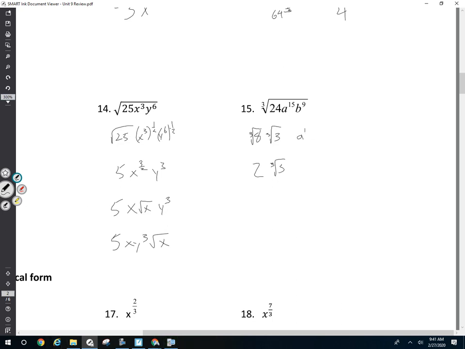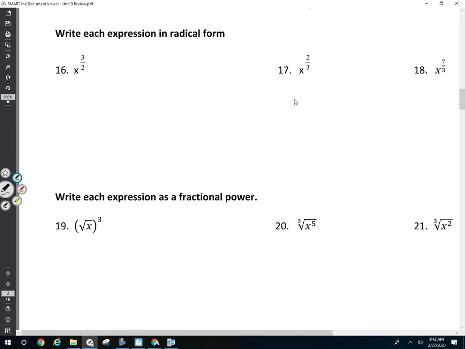Now here, a to the 15th will be taken to the cube root. That's to the 1/3 power. B to the 9th to the 1/3. Multiply the powers. 15 times 1/3. You can type it into your calculator. You get 5. 9 times 1/3, you get 3. Just leave it like that. Okay.